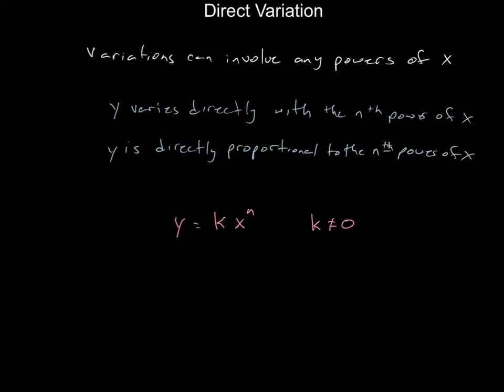The first variation that we're going to look at is what's called a direct variation. And variations can involve any powers of x. So y is going to vary directly with the nth power of x, or y is directly proportional to the nth power of x. Both mean the same thing. To translate that means y is equal to our constant k times x to the n, where k does not equal 0.